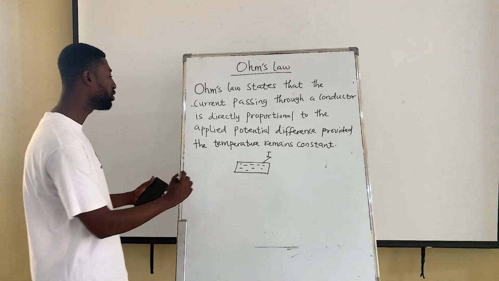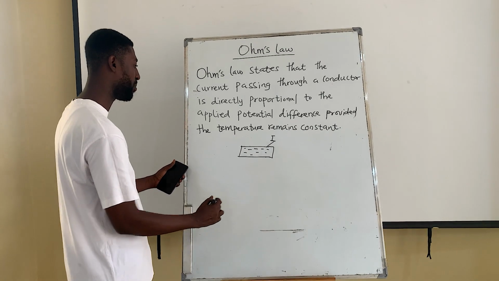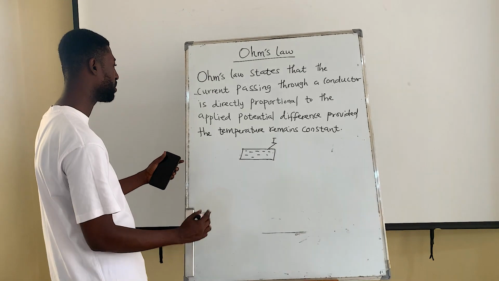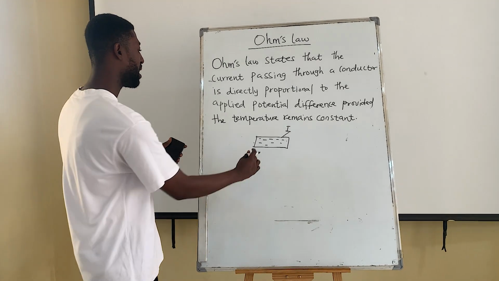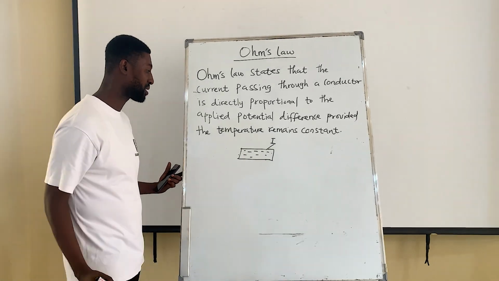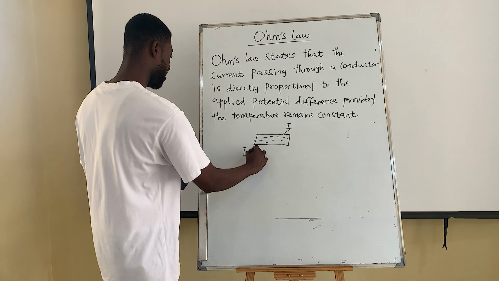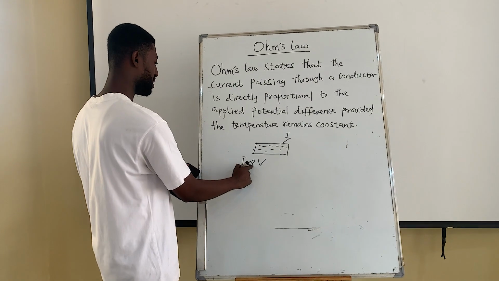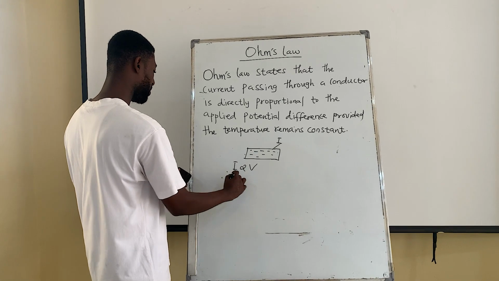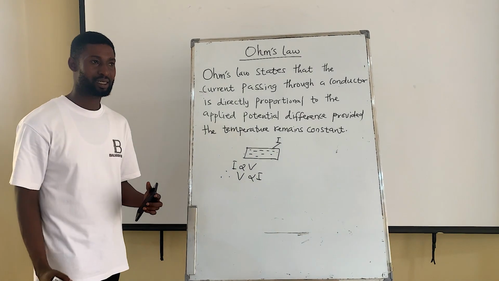So the current which is flowing through this conductor is directly proportional to the potential difference. Remember, the current will flow from a higher potential to a lower potential. So the potential difference which is applied across the conductor, provided that temperature remains constant, is directly proportional to the current. So we can say that current is directly proportional to V. This is the symbol of proportionality. Then we can also say that the voltage is directly proportional to the current.